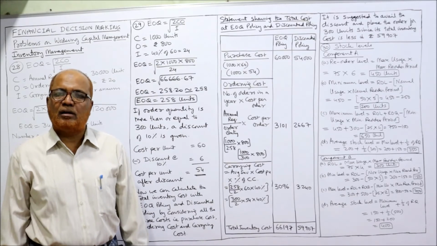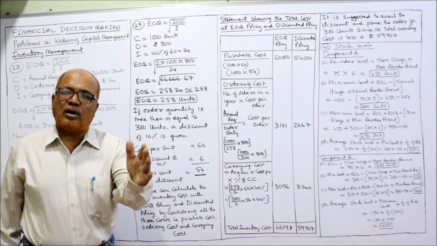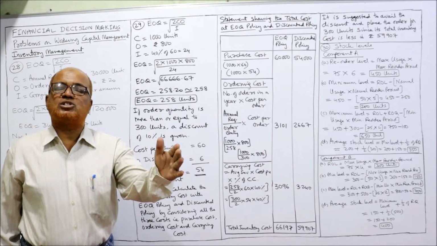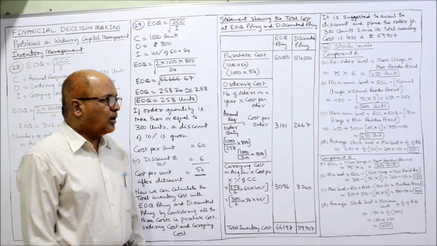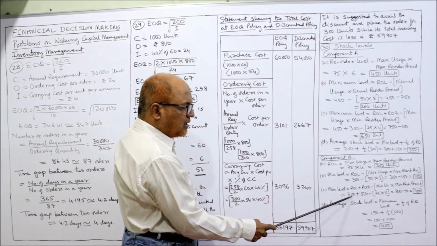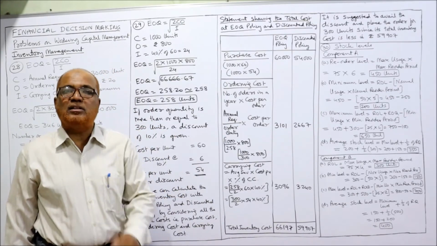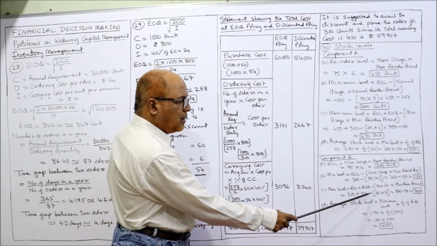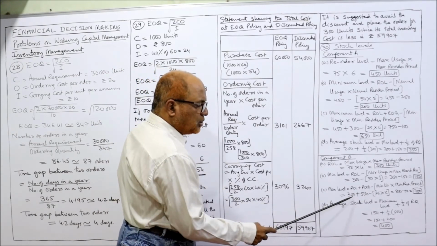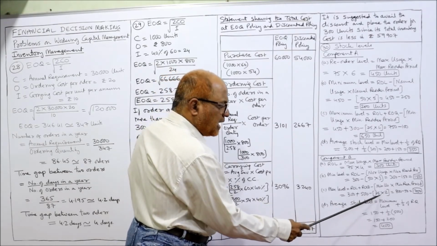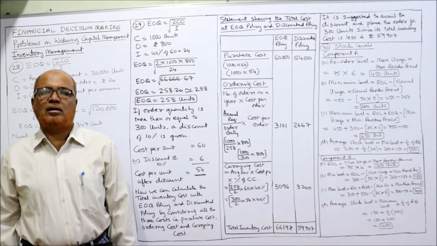Minimum stock level. Maximum stock level: reorder level plus reorder quantity minus minimum usage into minimum reorder period. Right? So reorder level already we have calculated, 300. Reorder quantity for component B is given in the problem, 500 units, minus minimum usage 25 into minimum reorder period 2. So 300 plus 500, 800, minus 50, 750 units is the maximum stock level.